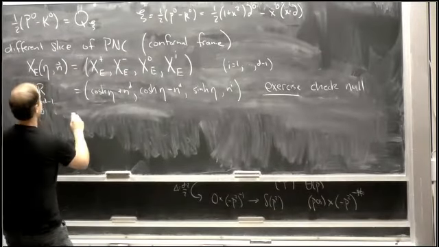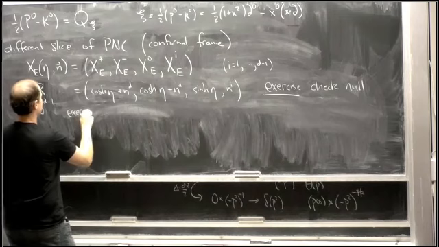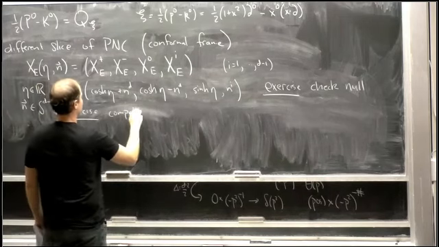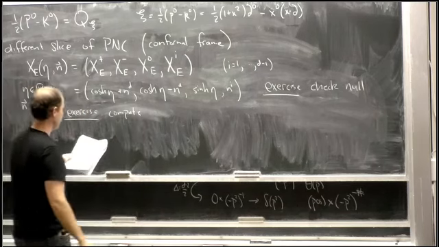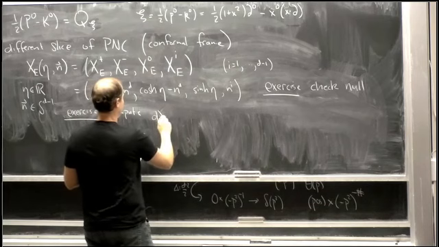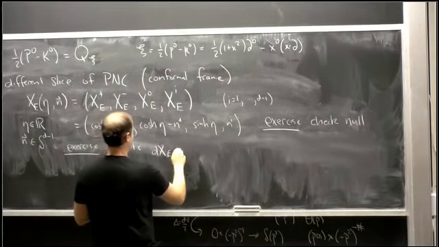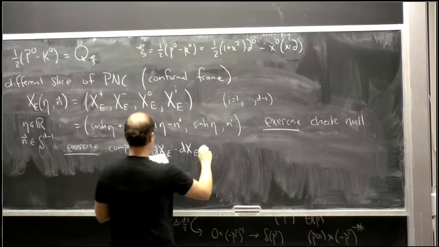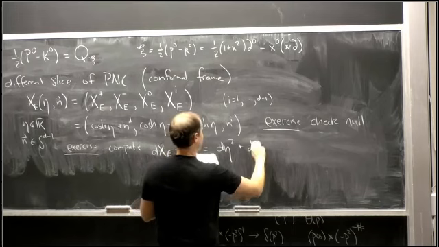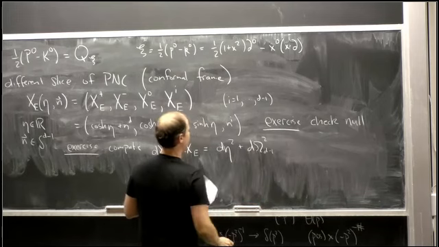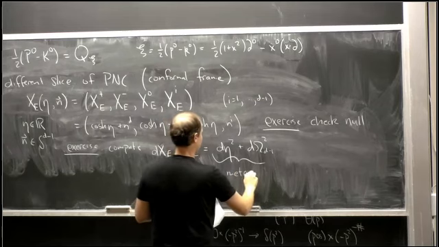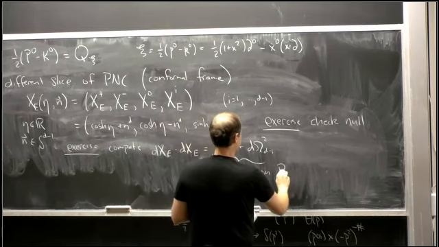Another exercise: compute the induced metric and show that it's equal to d eta squared plus d omega d-1 squared. In particular, that's the metric on a Euclidean cylinder.